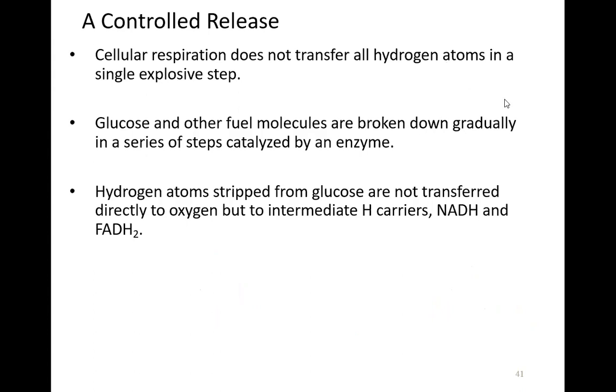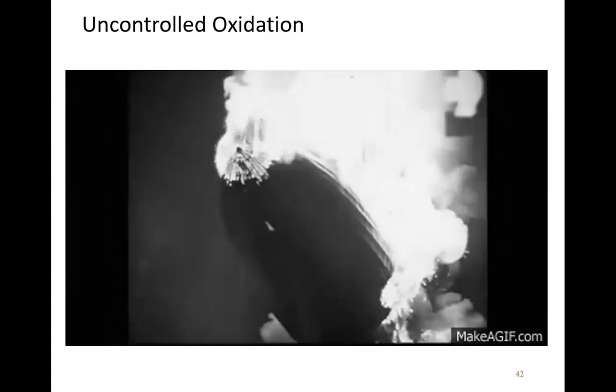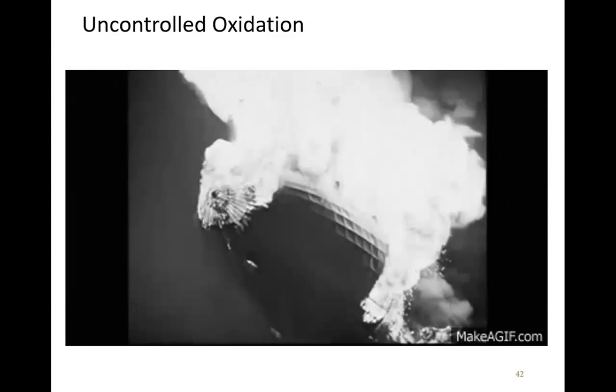Now, we find chemically that in our bodies, it's easier to move the hydrogens around than it is to move the electrons. What we want is the electrons to go with their energy. The hydrogens end up dragging the electrons with them. So in our bodies, we have a very controlled release. This is what happens if we were to have uncontrolled oxidation. Our bodies would likely explode.